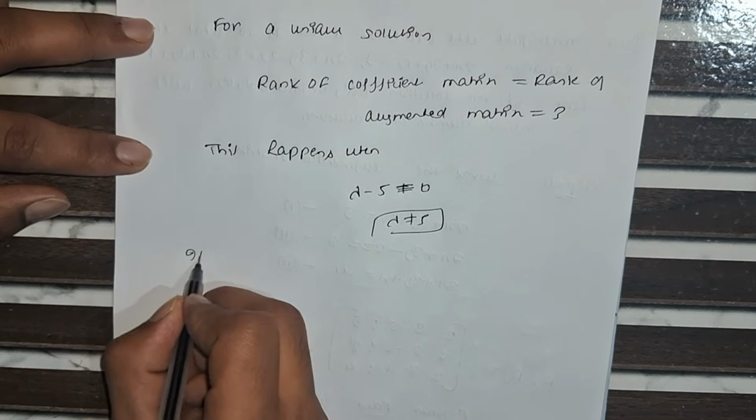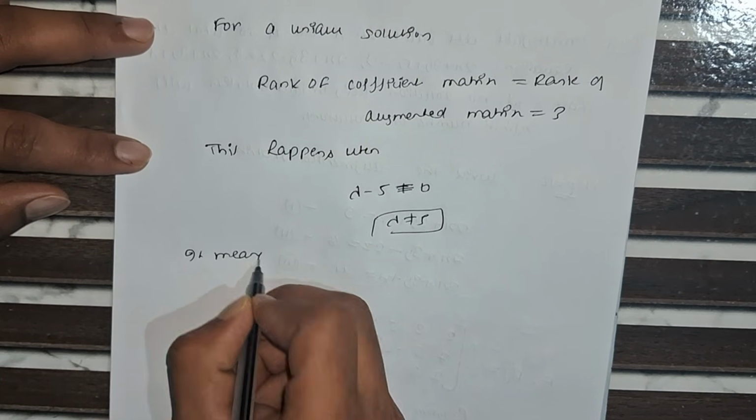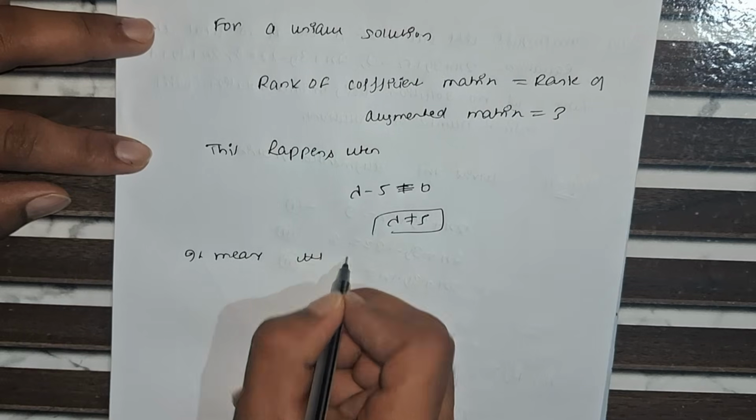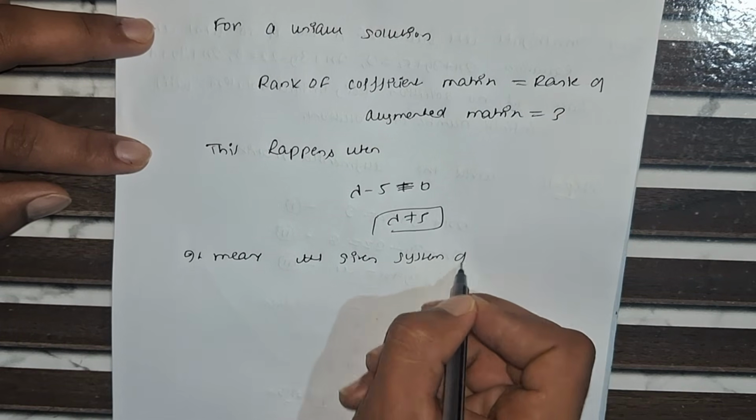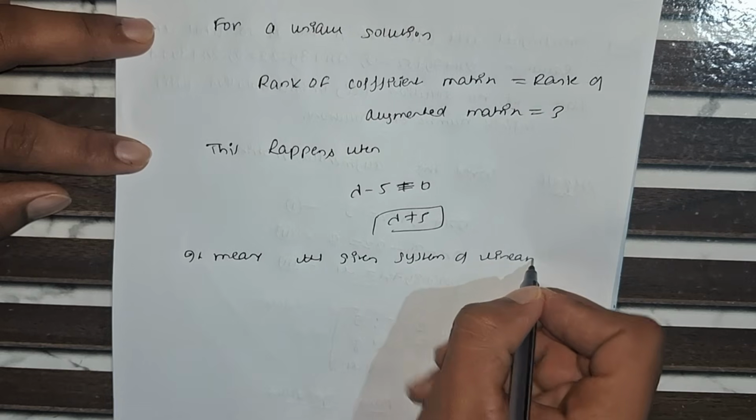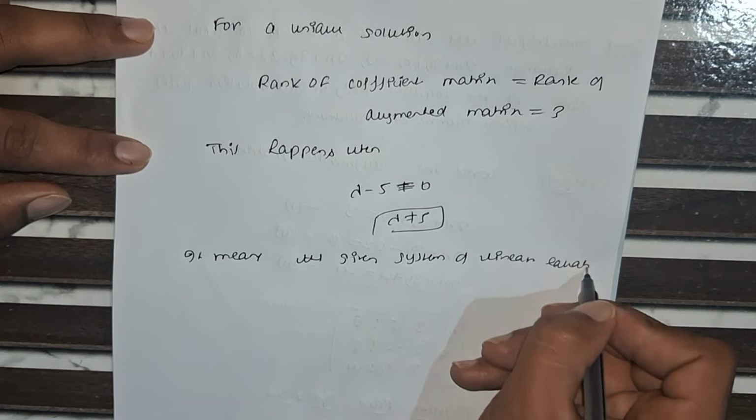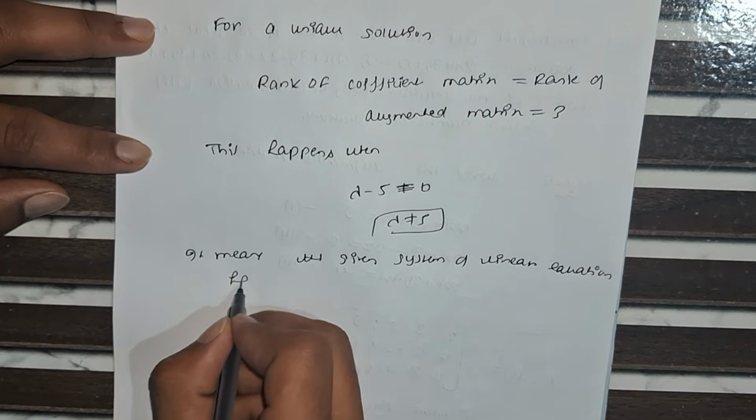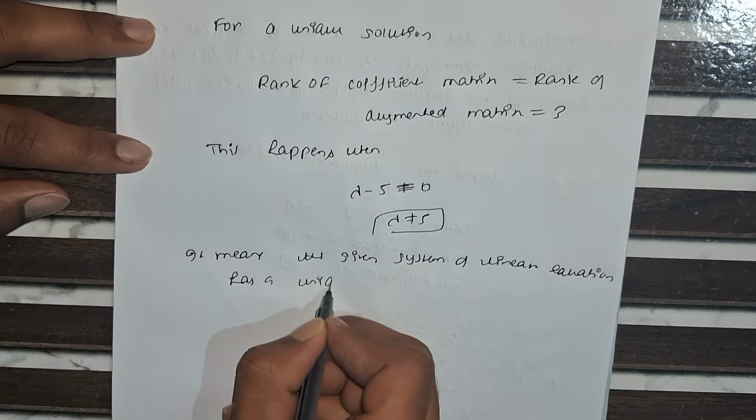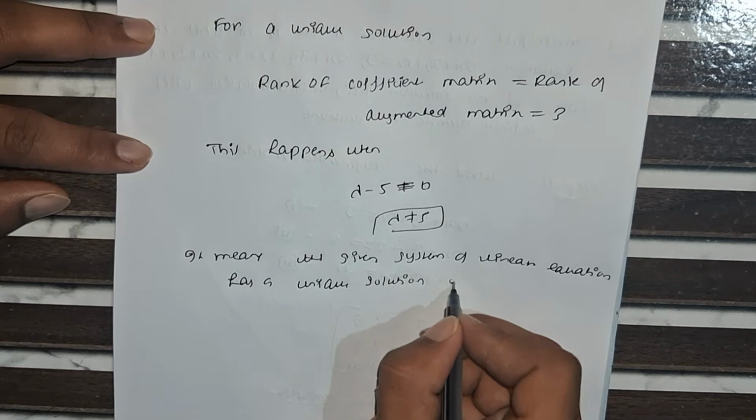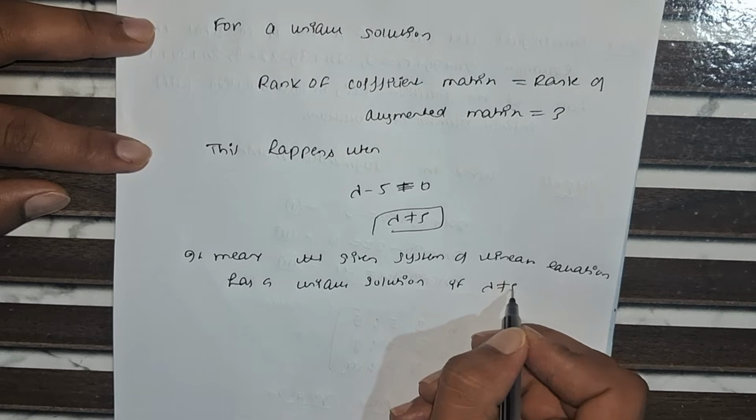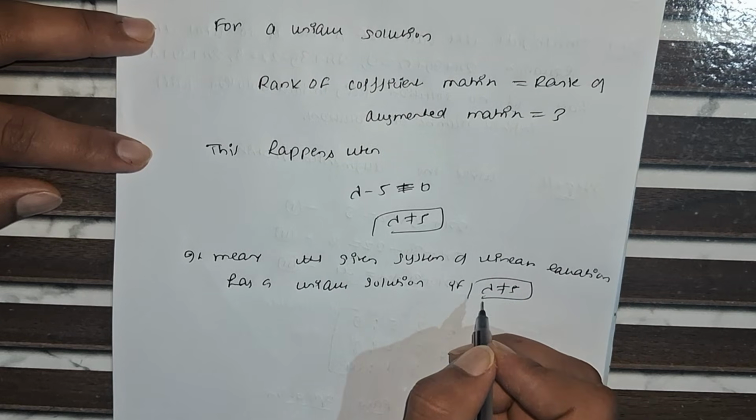It means the given system of linear equations has a unique solution if lambda is not equal to 5. So this is the condition for a unique solution.